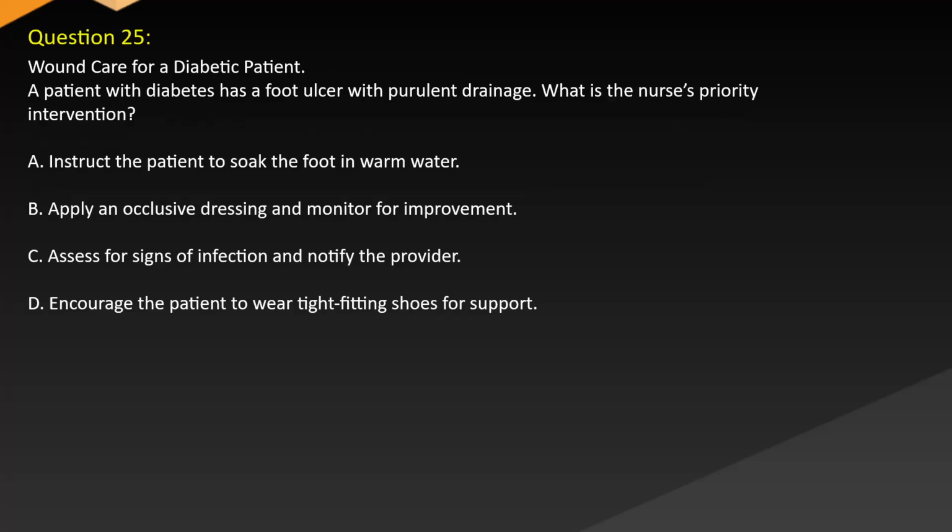Question 25. Wound care for a diabetic patient. A patient with diabetes has a foot ulcer with purulent drainage. What is the nurse's priority intervention? A. Instruct the patient to soak the foot in warm water. B. Apply an occlusive dressing and monitor for improvement. C. Assess for signs of infection and notify the provider. D. Encourage the patient to wear tight-fitting shoes for support.